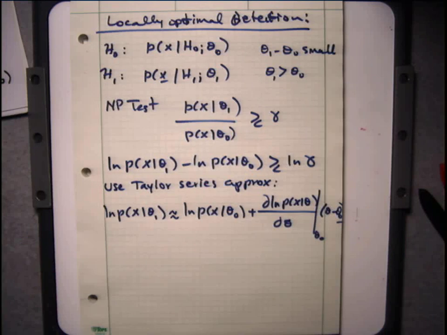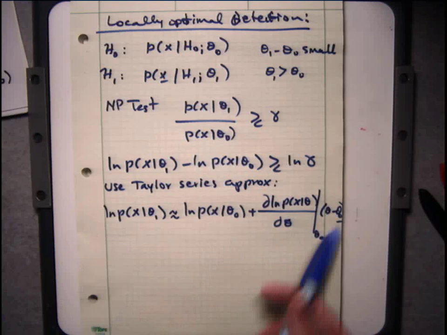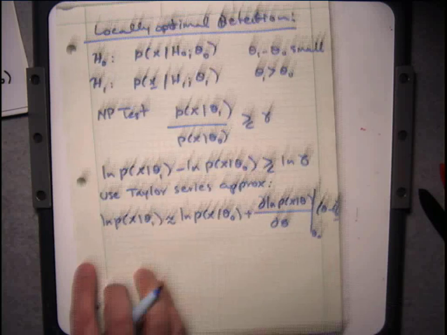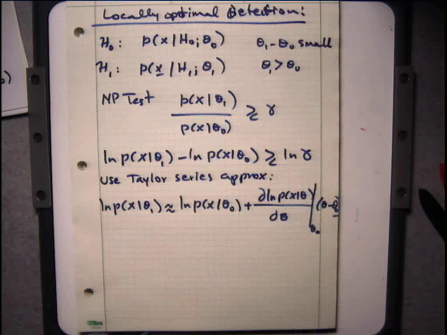I want to warn you about the meaning of this. This is not a Taylor series around some small value of x. Okay? This is a Taylor series around the value of the parameter. So this is something you have to be very careful about, because this actually is a global approximation of the function p of x. Okay?